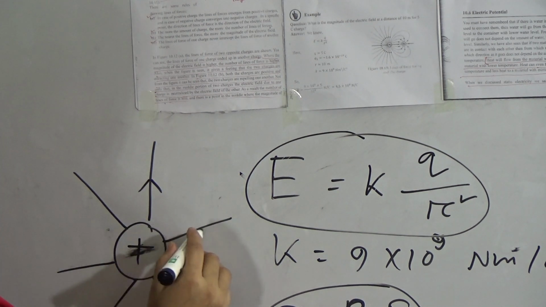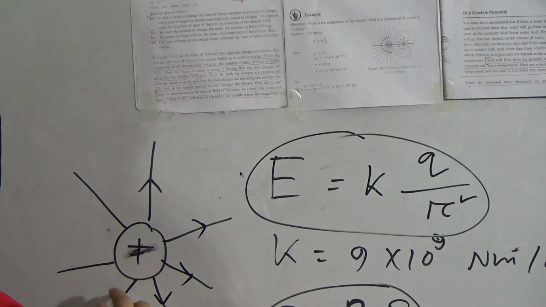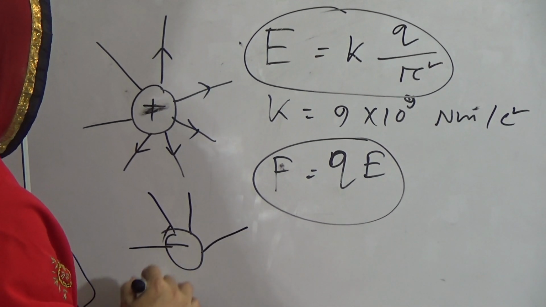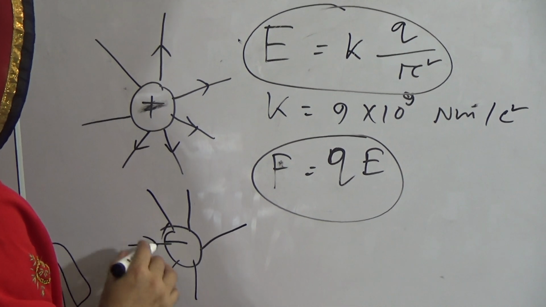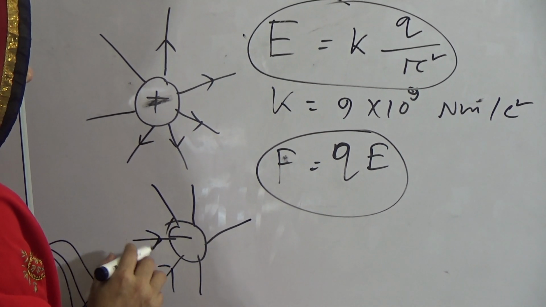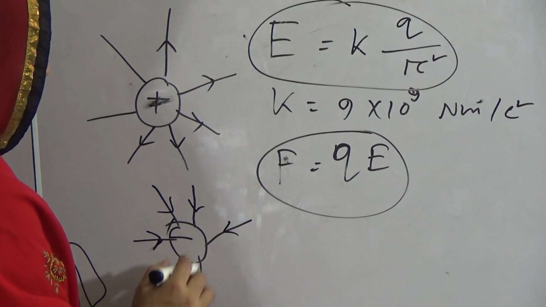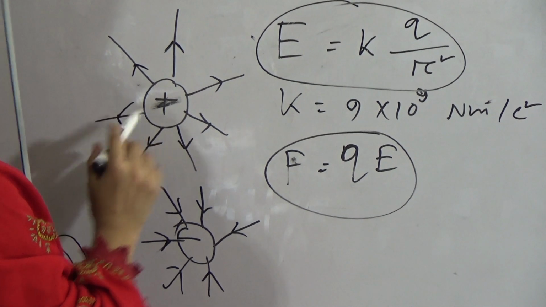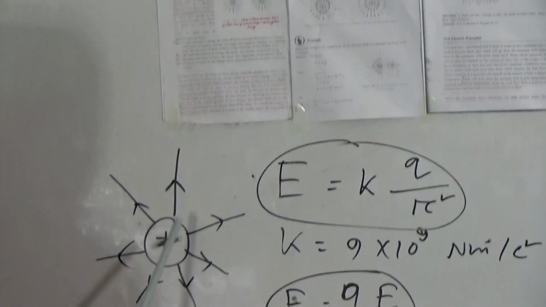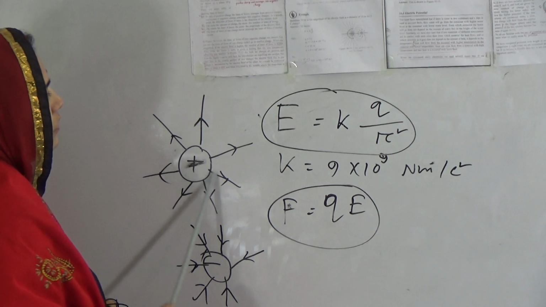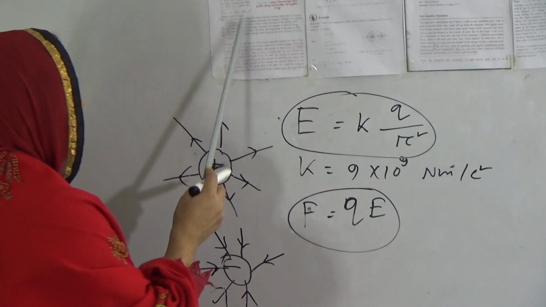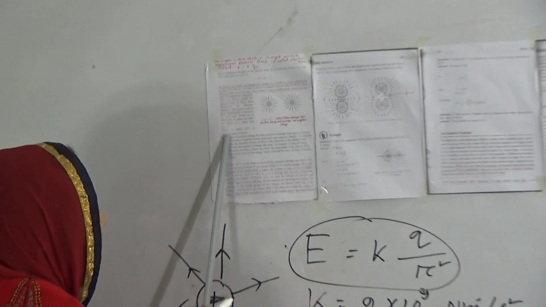From a positive charge the lines of force diverge, and for a negative charge the lines of force converge. For a negative charge the direction will be inward, and for a positive charge the direction will be outward. My dear students, I repeat, the lines of force diverge from a positive charge, and the lines of force converge into a negative charge. Now there are some rules for drawing lines of force.